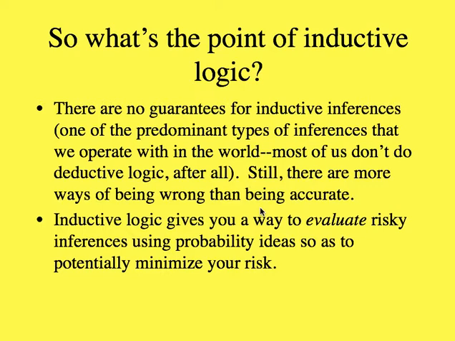Okay, so even though there are no guarantees for inductive inferences, which is one of, if not the predominant type of inference that we operate with in the world, still there are more ways of being wrong than being accurate. To use a parallel, people are entitled to their opinions, but opinions are cheap and easy.